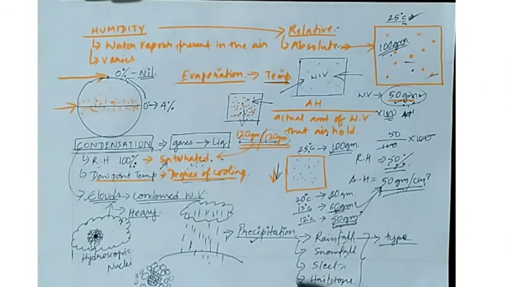What are those precipitation processes? We will discuss them in the next class. The most common type of precipitation is rainfall, and the different types of rainfall we will also discuss in the next video. So we will end our video, students, over here.